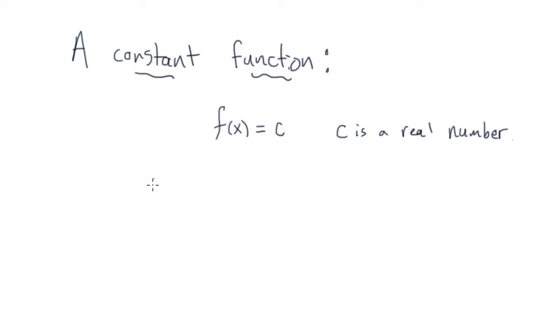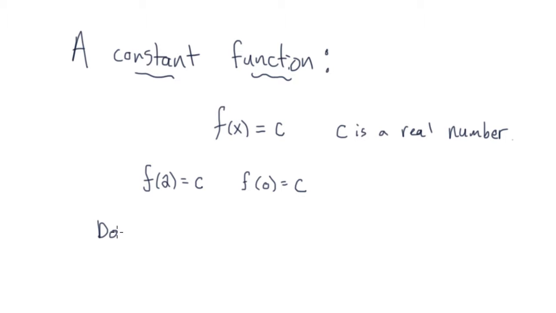Because let's say I ask, what is f of 2? Well, you say, okay, everywhere I see an x, plug in 2. But there are no x's. I only have that the function is equal to the constant. But that's because for every input, in this case 2, I output the same number c. If I wanted f of 0, I would get c, whatever that real number is.